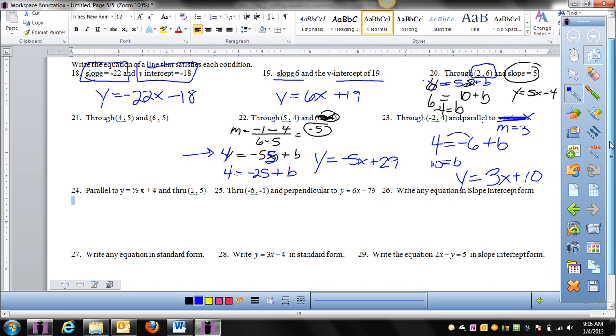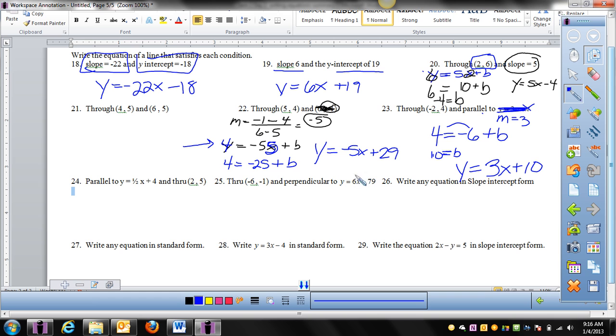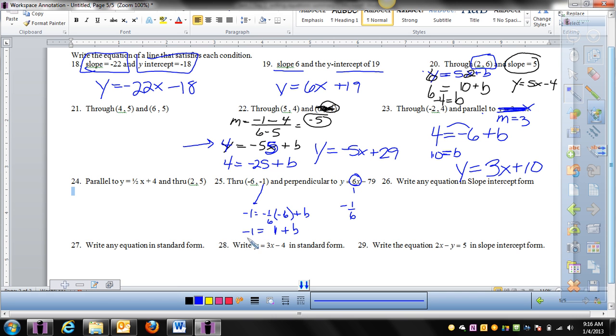Alright? Now the perpendicular ones are the exact same problem, but you got to take this number and flip it. So it's 6 over 1, you make it 1 over 6. And then you do the opposite sign as well, so it becomes negative 1 over 6. So everything else goes the same. Y equals m, negative 1/6. X is negative 6 plus b. Do the math there. Use your calculator. Whoa, they're opposites, so they cancel. Ends up making positive 1 plus b. Subtract the 1 over, makes negative 2. So there you go. Y equals negative 1/6 x minus 2 is what we found our b to be.